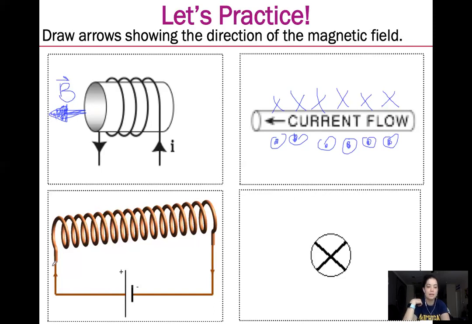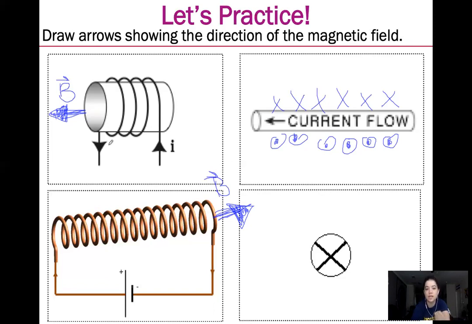And I see that this solenoid is wrapping away and then towards me. So what I need to do is take my hands and it's going away from me and then towards me. Away and then towards, okay? Try it for yourself. What direction does your thumb point? My thumb points out this way. So this is our B.